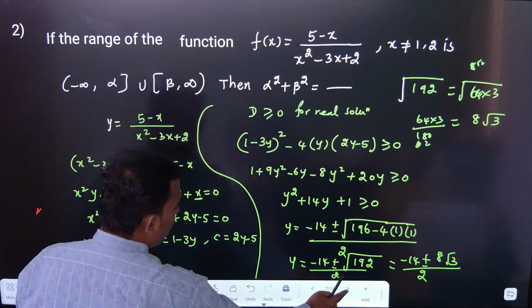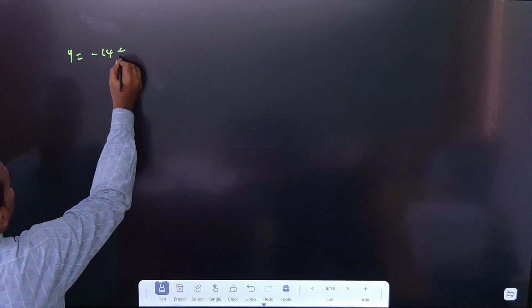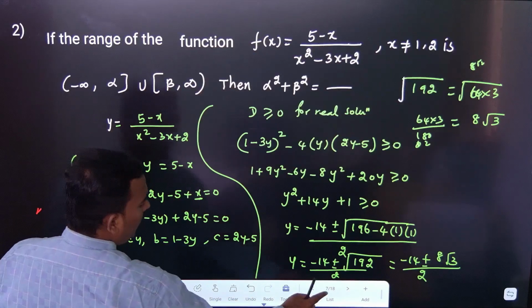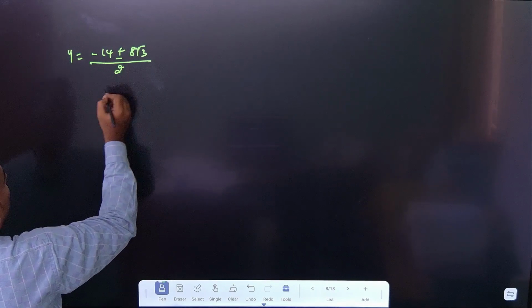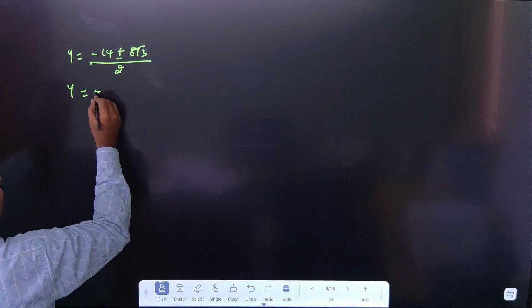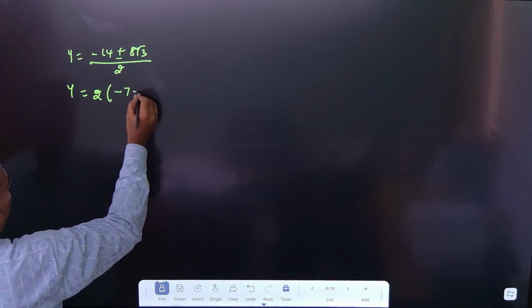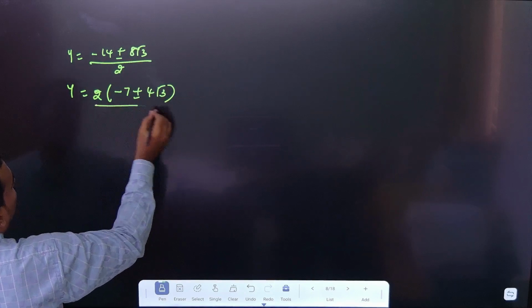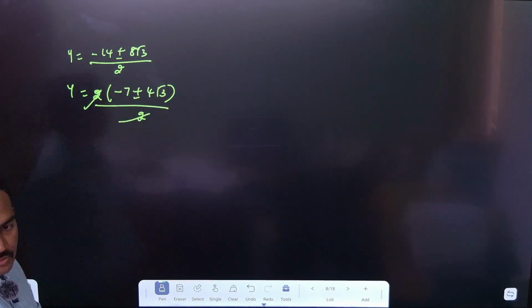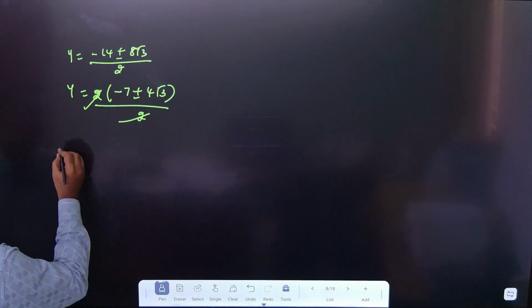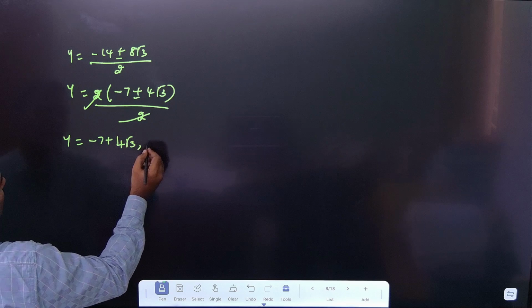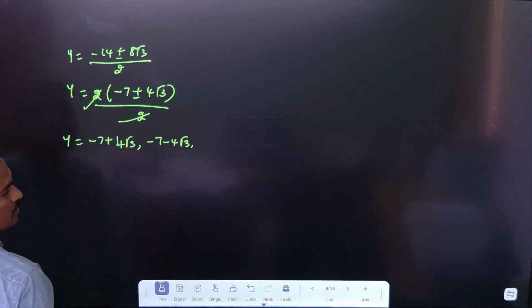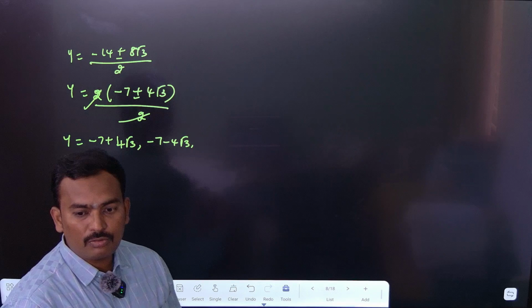So what is your y value? y is equal to minus 14 plus or minus 8 root 3 by 2. If you take 2 common out, minus 7 plus or minus 4 root 3 by 2, 2 cancels. So what is the solution here? y is equal to minus 7 plus 4 root 3 and minus 7 minus 4 root 3. These are the solutions.